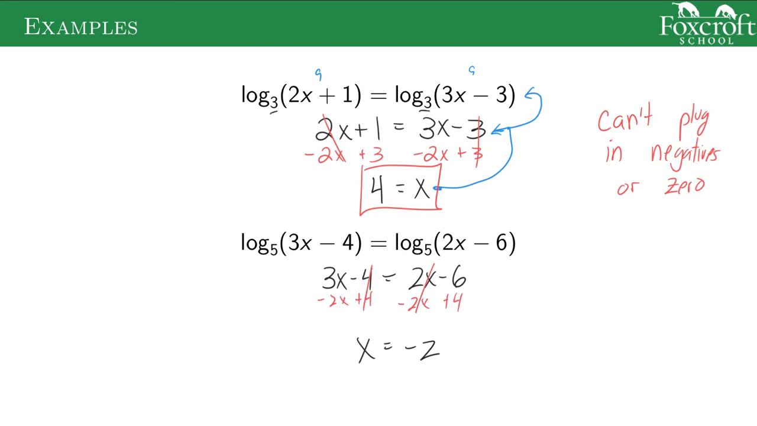The fact that I got a negative answer doesn't automatically make it not an answer, but let's check it. If I try to plug negative 2 into my first log, 3 times negative 2 minus 4, negative 6 minus 4 is negative 10. And this negative 10 that I would get if I plugged in negative 2 would not make sense in a log, because I can't plug in negatives. So I can't plug in negative 2, so I have to cross it out. That answer doesn't work. So this problem is actually just going to have no solution.